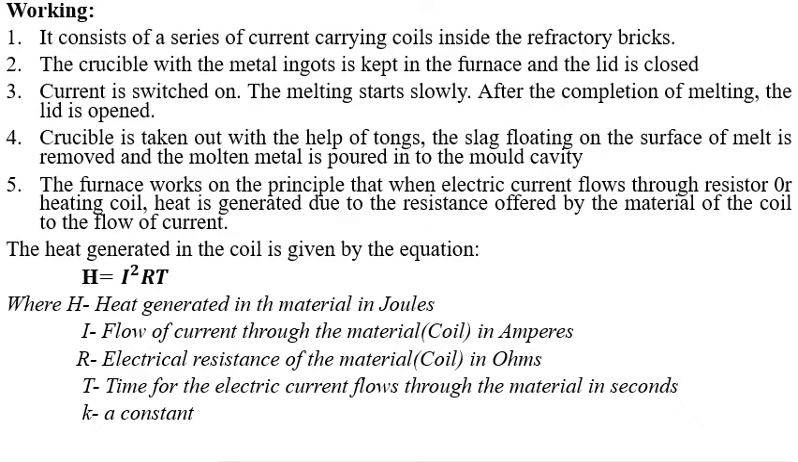So the heat generated in the coil is given by the equation H is equal to I square R into T. H is the heat generated in joules, I is the flow of current in amperes, R is the electric resistance in ohms, and T is the time for which the electric current flows through the material in seconds. K is a constant.